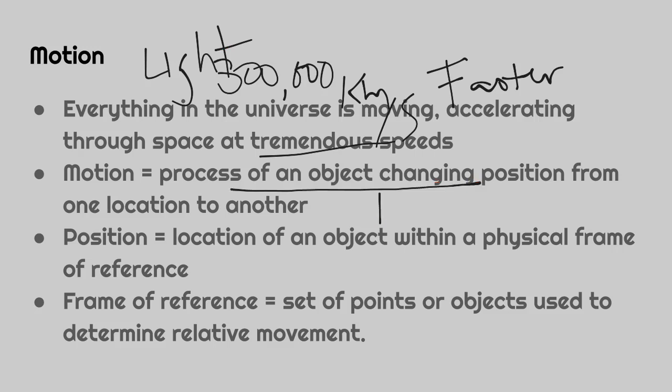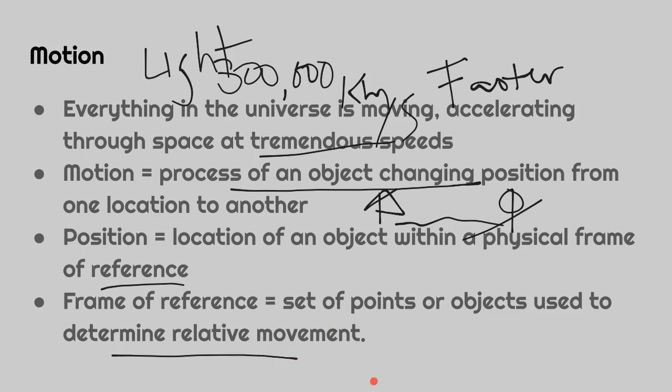So you have a tree here and you go to the stop sign, let's say. All right, so that's your distance. Okay, we have some positions or some reference points there. That's a reference point. We have the tree and the stop sign. And again, you may have taken a turn to challenge your brother, one of your siblings, to a race. So we've got to have a starting point and a stopping point. All right, so frame of reference is a set of points or objects used to determine relative movement.